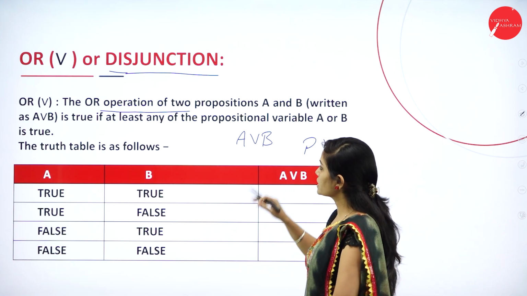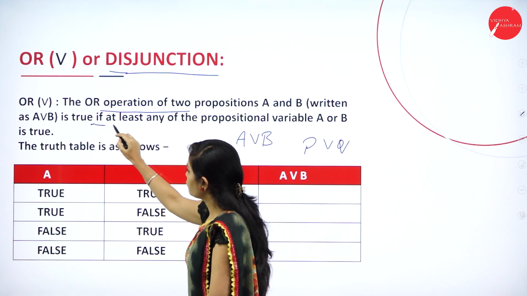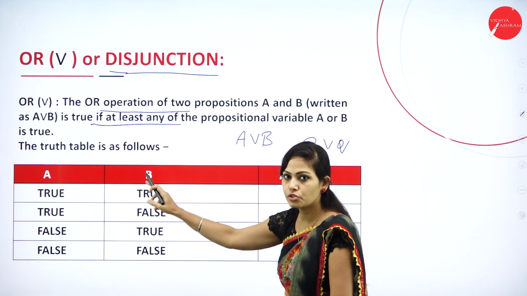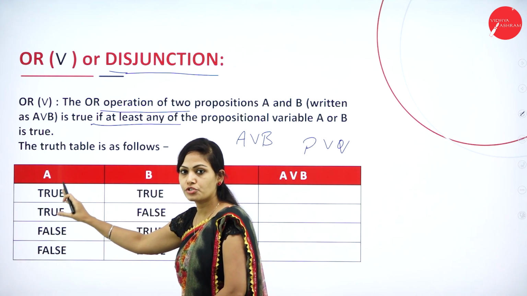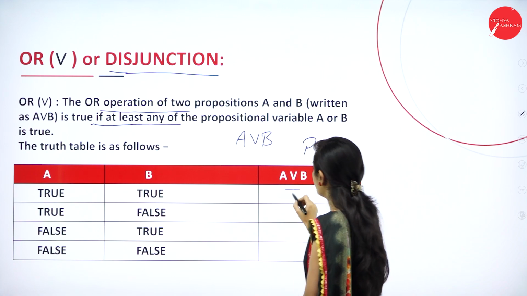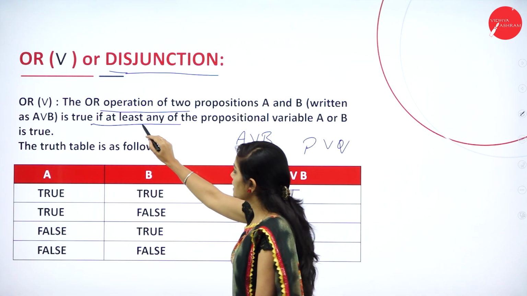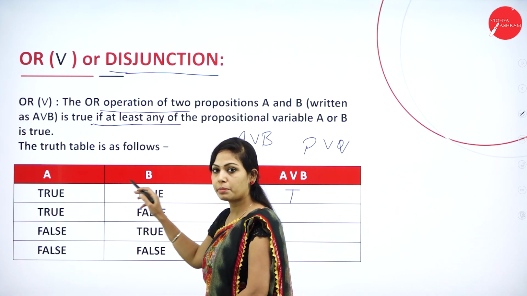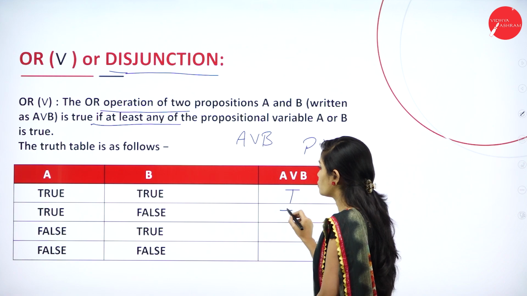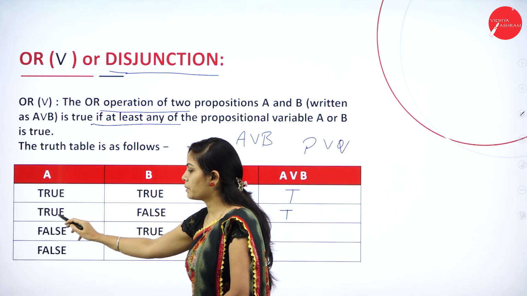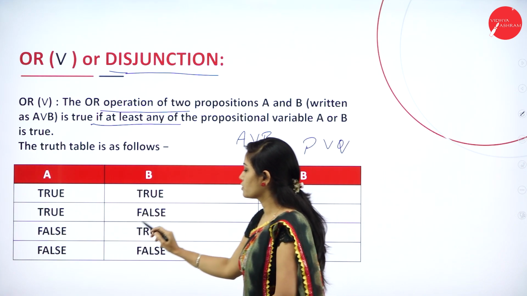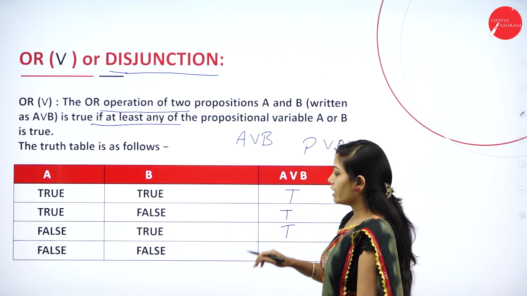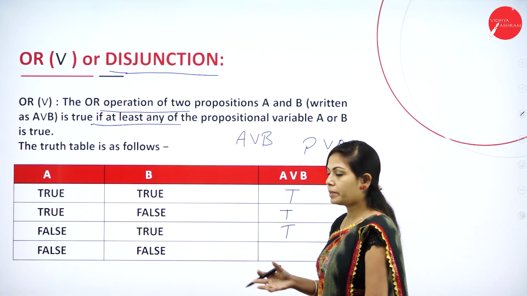OR operation statement is true if at least any one of the propositional variables A and B is true. So if any of the variable values is true, it is a true condition. That means at least any of the propositional variables is true, so the condition is true. Here we have false and true, so the condition is true. If any of the variable conditions is true, it is true.